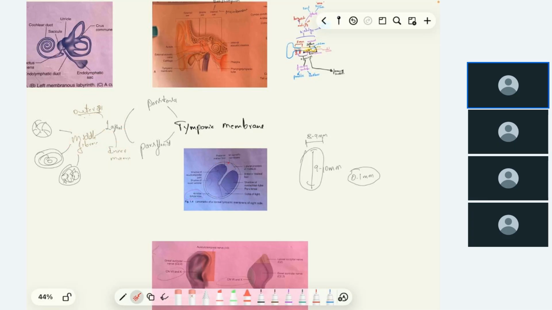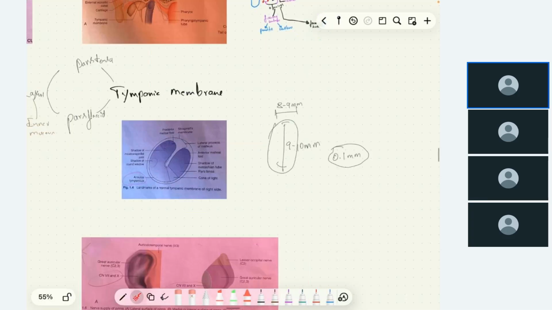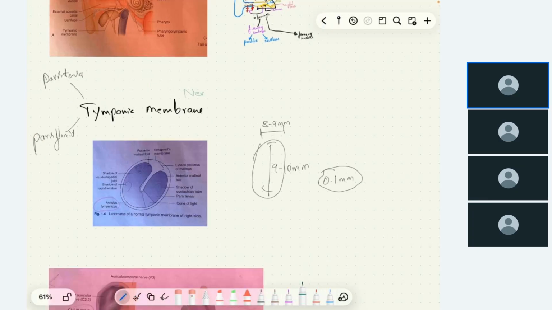Please learn the diagram of the tympanic membrane. It's very important, as it is asked as a 3-mark and 5-mark question. Also, if it's a 5-mark question, please mention the nerve supply of the tympanic membrane.